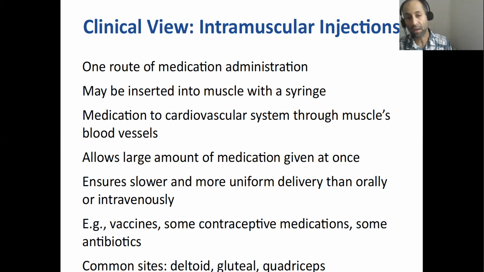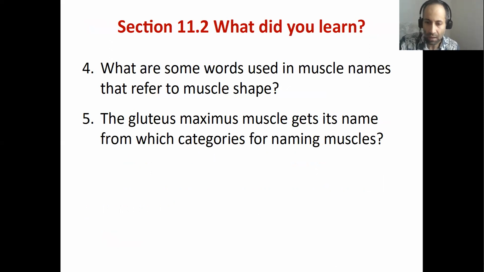Some common sites where you give them: the deltoid region. These are large muscles which are easily accessible, so they're easy to get to, and large enough to hold on to that drug for longer periods of time. In the thighs, the quadriceps region, and the gluteal region. So what are some words used in muscle names that refer to muscle shape? Deltoid, trapezius. The gluteus maximus muscle gets its name from which category for naming muscles? The size. Maximus means large.